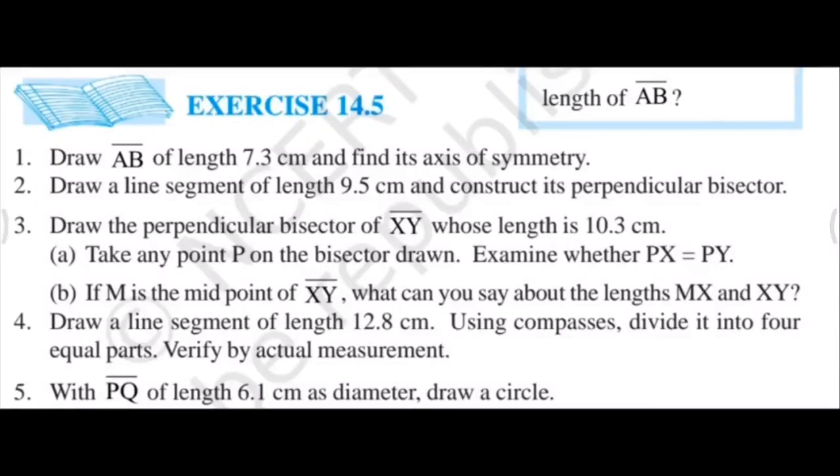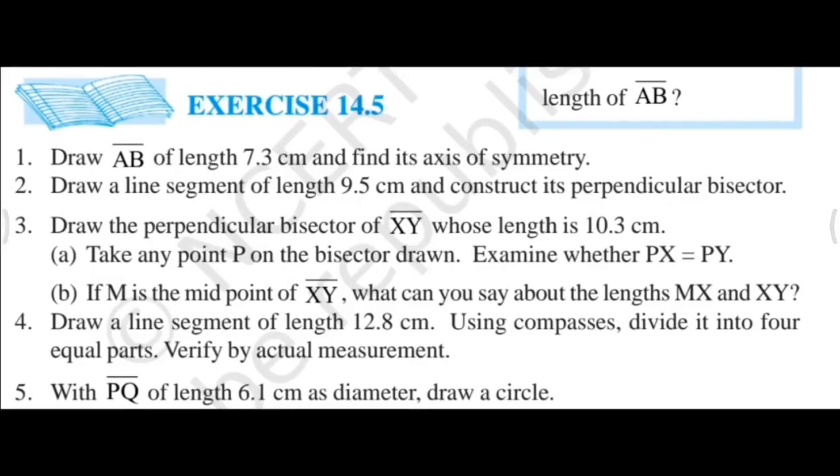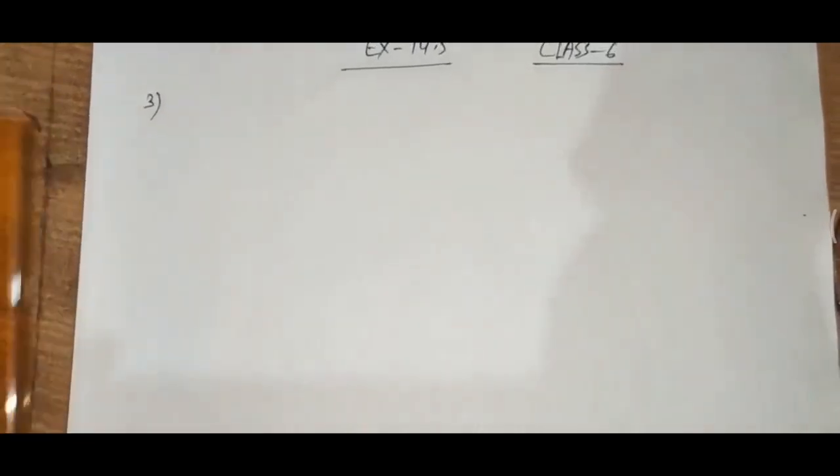Draw the perpendicular bisector of XY whose length is 10.3 centimeter. Then take any point P on the bisector drawn. Then examine whether PX is equal to PY or not. And then its B part also. If M is the midpoint of XY, then what can you say about the length MX and XY? So let's draw it. This is question number 3, exercise 14.5.